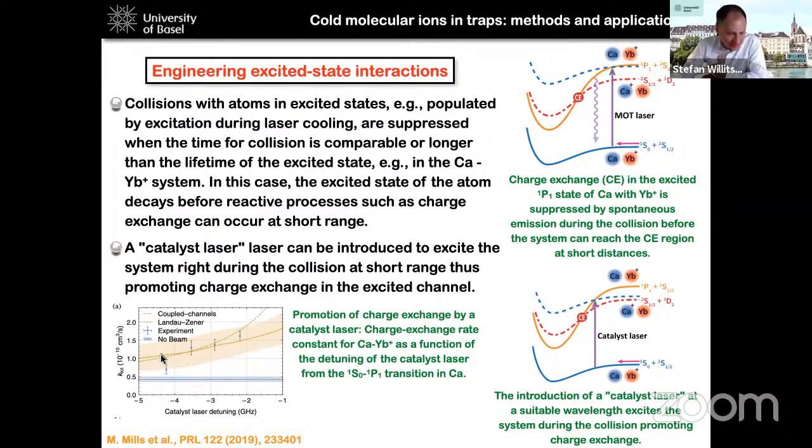But then if this catalyst laser is switched on, one sees a marked change in this charge transfer rate constant as a consequence of the presence of this catalyst laser and the population of this excited curve during the collision. So I think it's a fun experiment which shows how one can play with these excited state processes and how they manifest themselves in different ways in different systems.